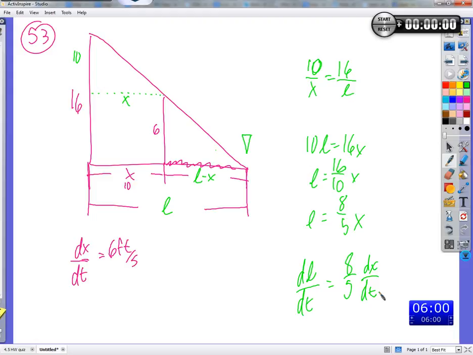The thing that you might find interesting is that the fact that this is 10 feet wound up not mattering at all. Apparently it doesn't matter how far away he is from the lamppost. The rate at which the tip of his shadow is moving is just 8 fifths of however fast he's walking. So a little bit bigger.